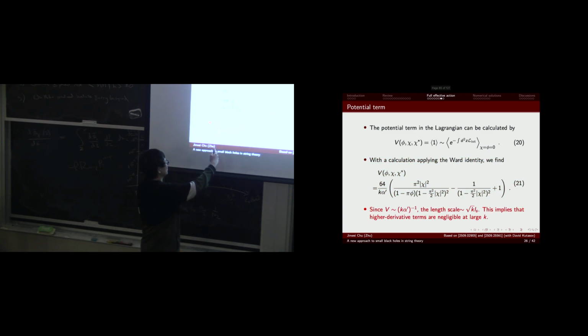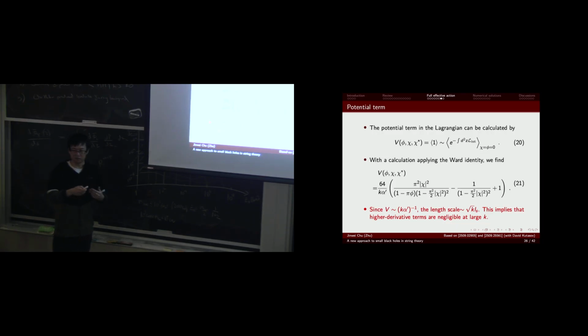And again, you can see that when phi is equal to that critical value, or chi is equal to that critical value, square root 2 over pi, this potential also diverges to infinity. But another fact I want to point out is that this factor, 1 over k alpha prime, means that the length scale is square root k l_s. So at large k, the length scale is pretty large. So high derivative terms are negligible, and that's why I didn't even bother talking about them. So just two derivative terms is enough.